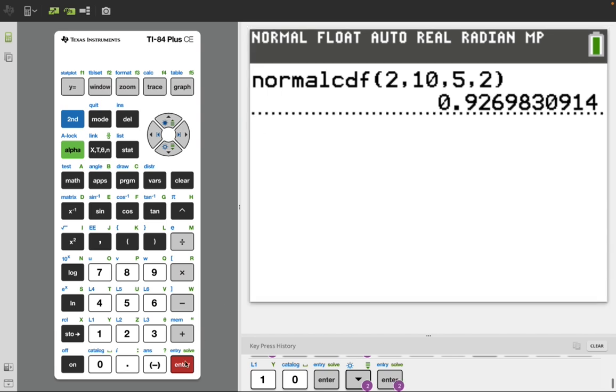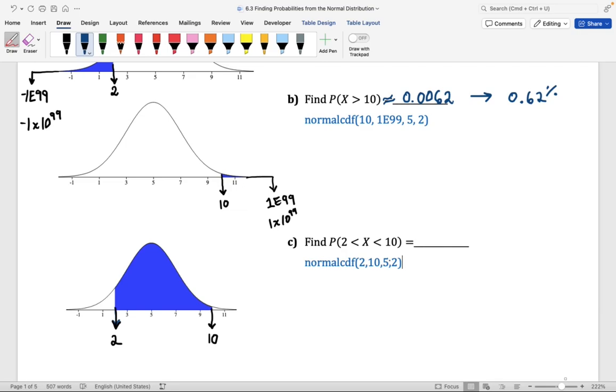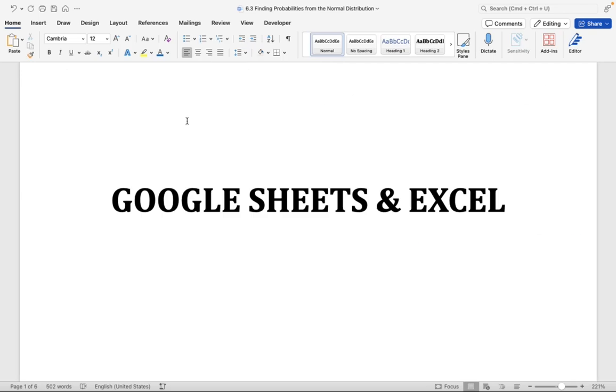This is the area between 2 and 10, which represents the probability of x being between 2 and 10. Let's go ahead and write our answer here. The probability of x being between 2 and 10 is approximately 0.9270, which is equivalent to 92.70%.